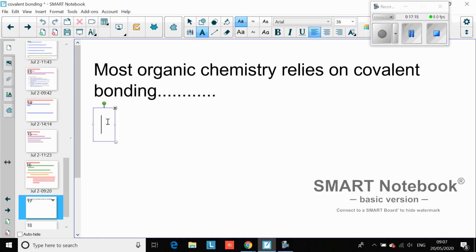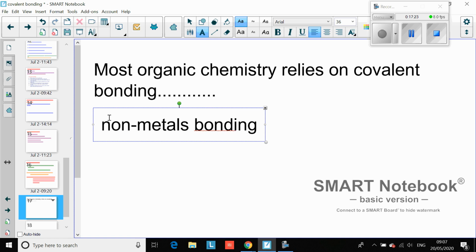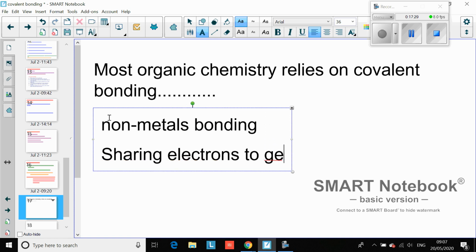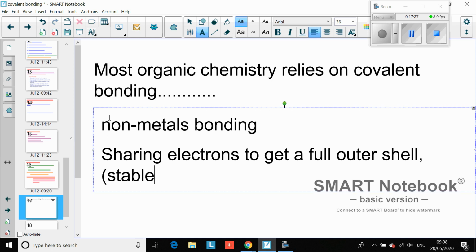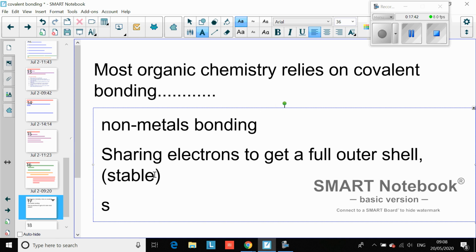So actually, I am going to go through the key points for you. Basically, it involves non-metal bonding. It is sharing electrons to get a full outer shell, which is most stable. You can get single, double, and in some rare cases, even triple bonds. Essentially, the more bonds there are, the stronger it is held together.